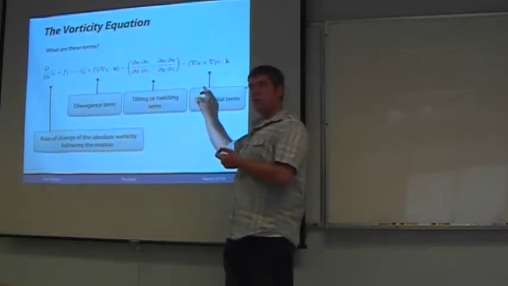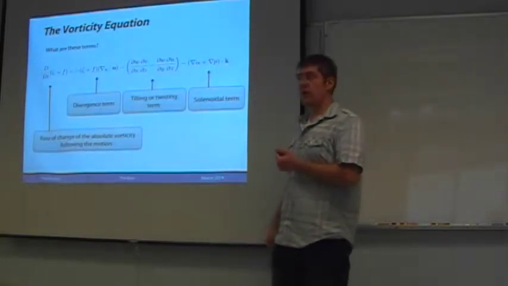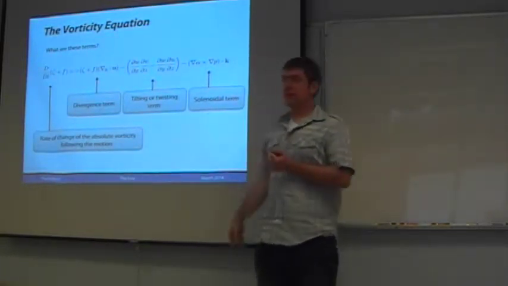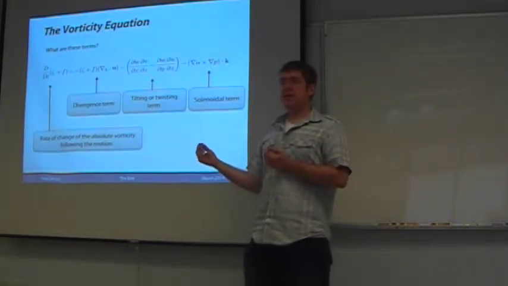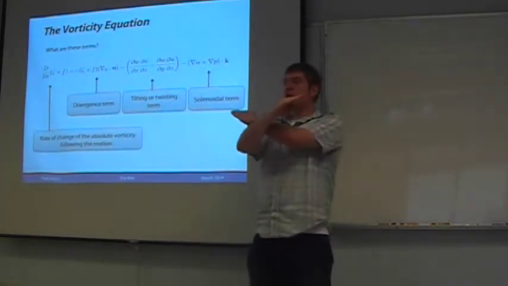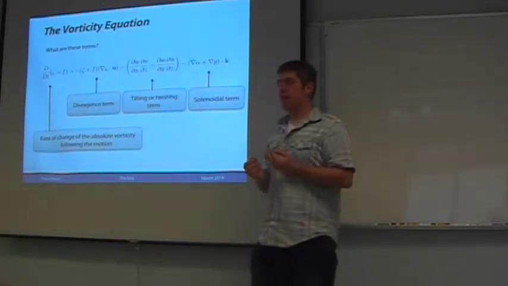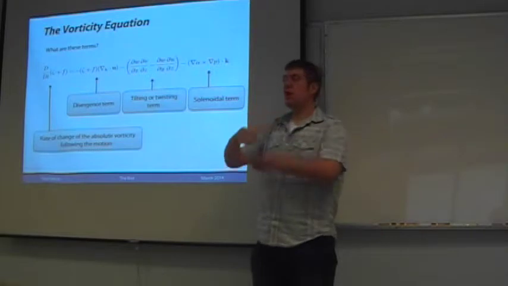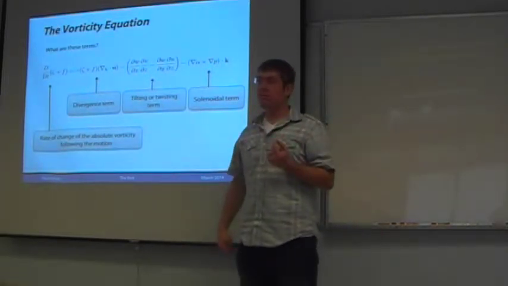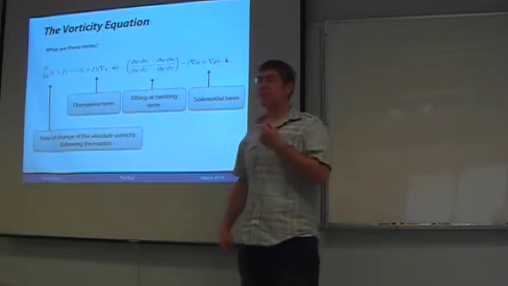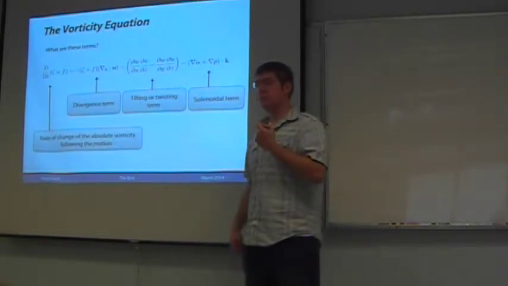The solenoidal term had to do with misalignment of density and pressure surfaces. And it basically had to do with baroclinicity in the flow. It says that if you have misalignment between the 2 surfaces, then that misalignment will tend to generate vorticity. If you have alignment between the 2 surfaces, you may still generate velocity due to pressure gradient force, but that velocity will have 0 vortical component. It will be irrotational.